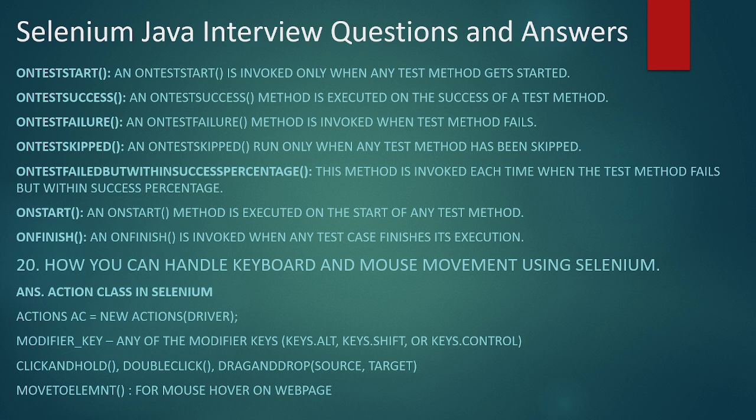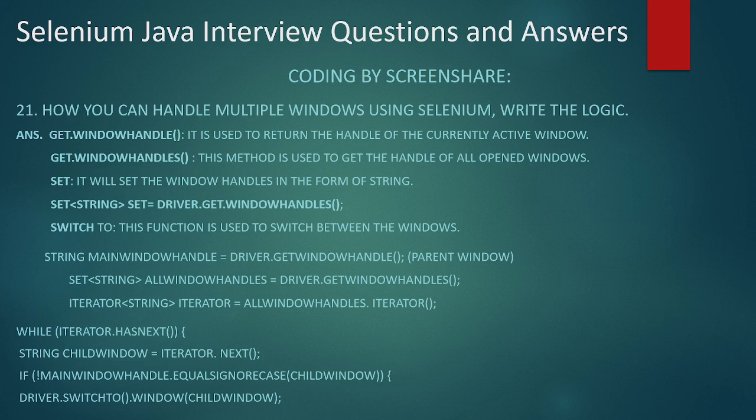And one more thing: suppose on our website a drop-down comes whenever we hover on it. The moveToElement method is there. You just have to add it, then build and perform, and we can easily achieve it. Then we go for our coding part.